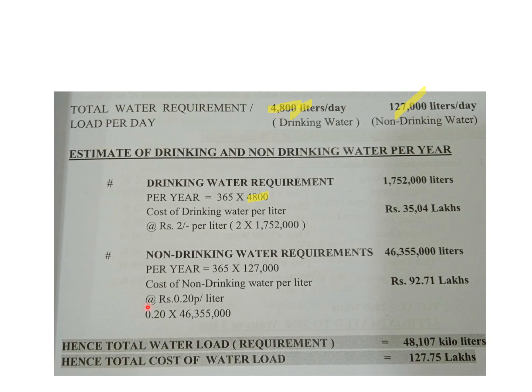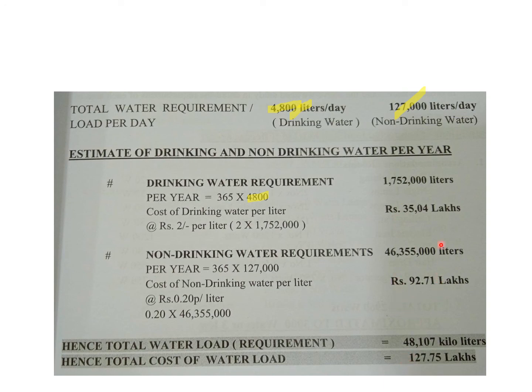Then non-drinking water. We have arrived at 1,27,000 liters of non-drinking water per day. Therefore, per year it is into 365. So that converts to about 46.3 million liters of water requirement per year. Taking it at 20 paisa per liter for non-drinking water, it comes to 92.71 lakhs per year. So the water cost alone, as you can see, is coming almost close to a crore.